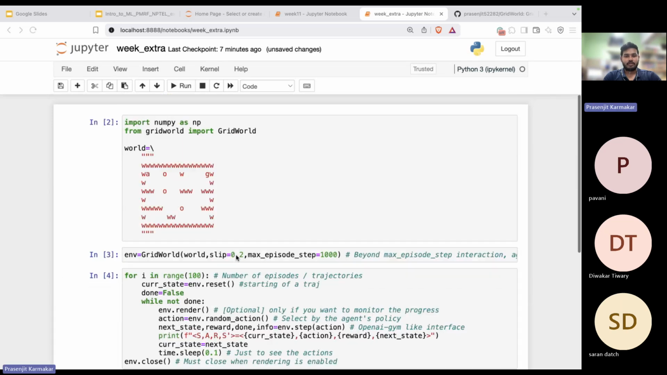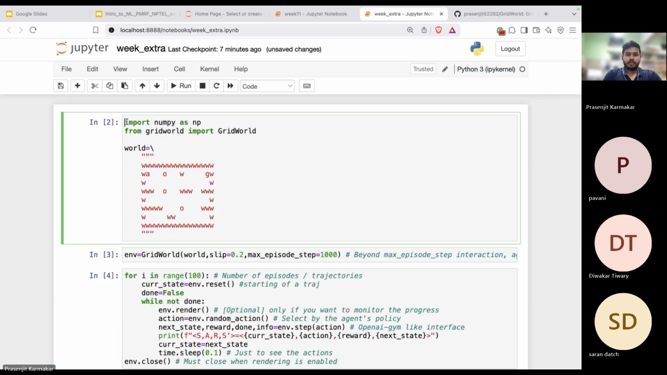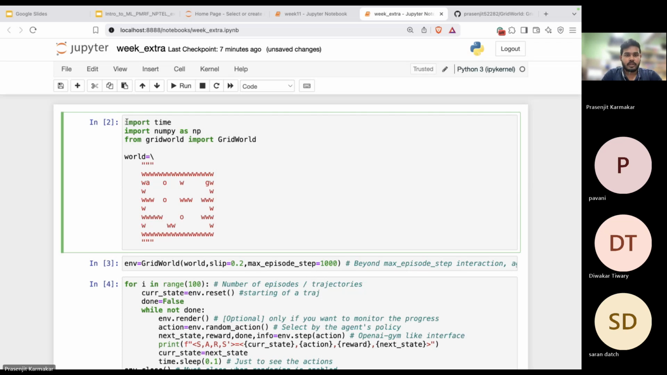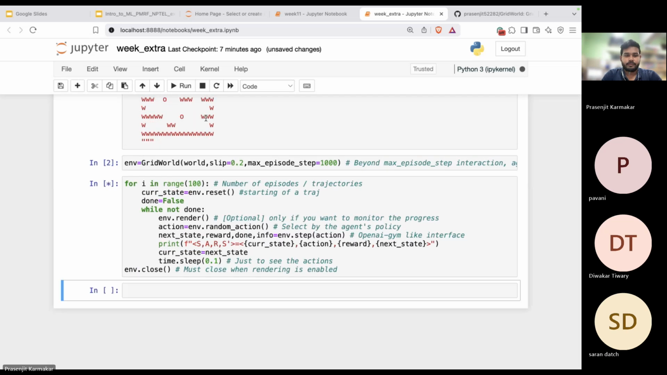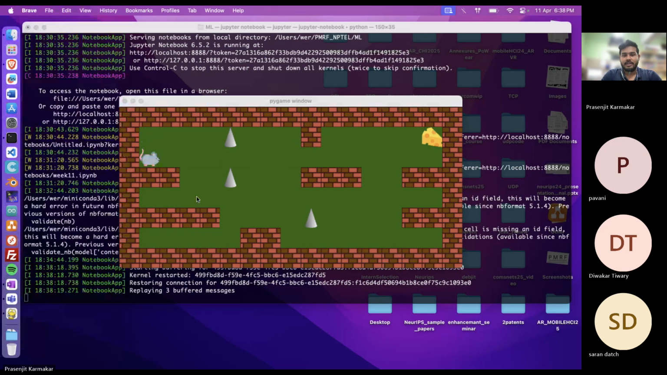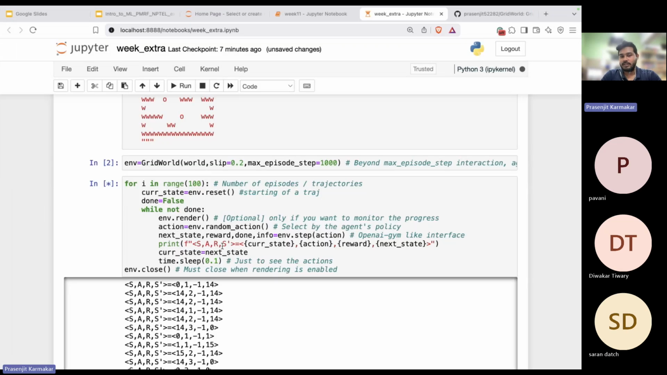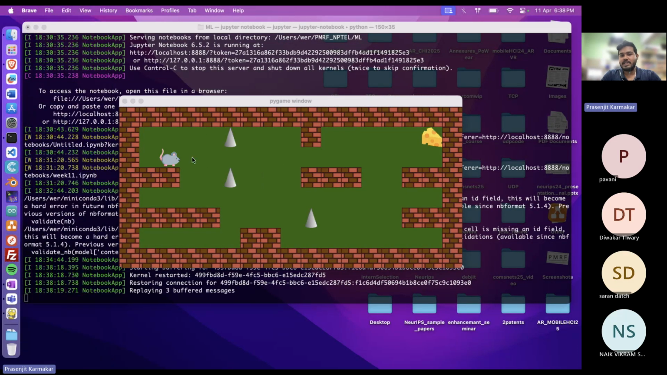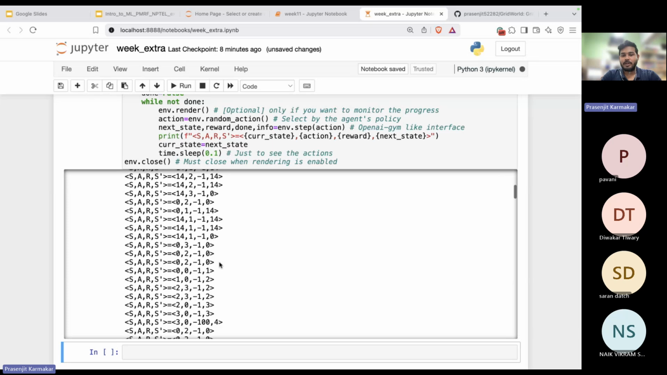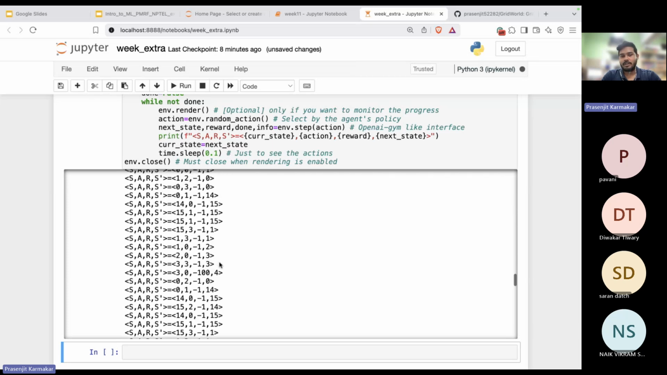So time is not defined. I have to import time. Import time, restart. Yeah, see. So this is how the game lets you interact from Python code. Okay. See, this is basically taking random actions. Okay, and from that it is receiving what is the next state, what is the reward, whether it is done or not, right?